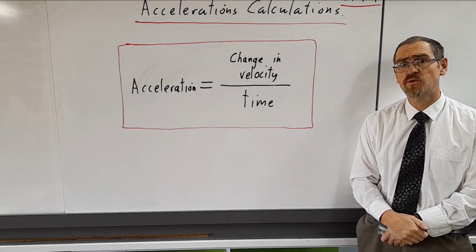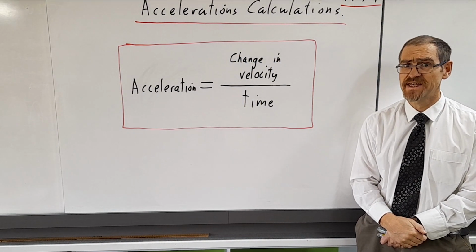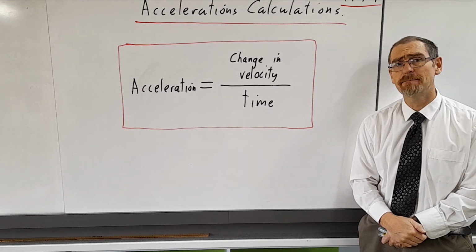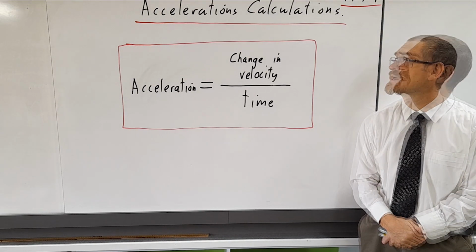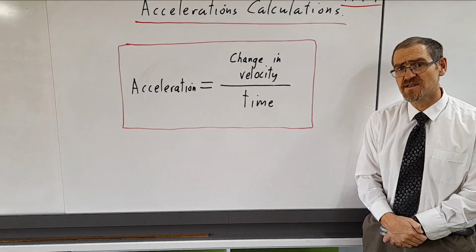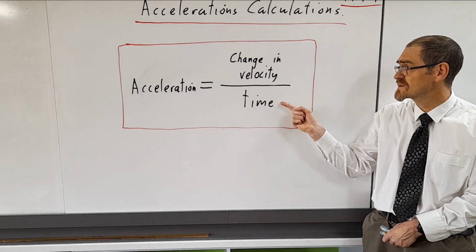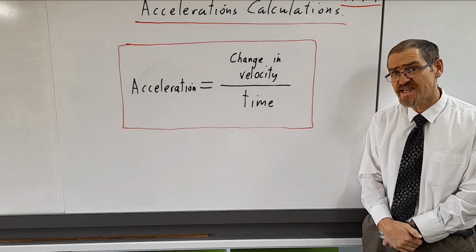In physics, we like to quantify the universe. We like to do calculations. We like to figure out numbers. We like to know how much, not just what's happening, but how much of a thing is happening. In physics, when we do calculations for acceleration, we define acceleration as the change in velocity over time. How quickly does the velocity change?